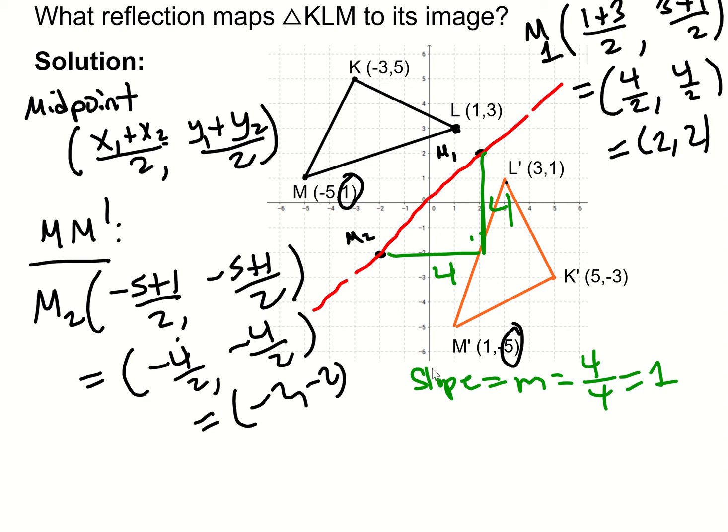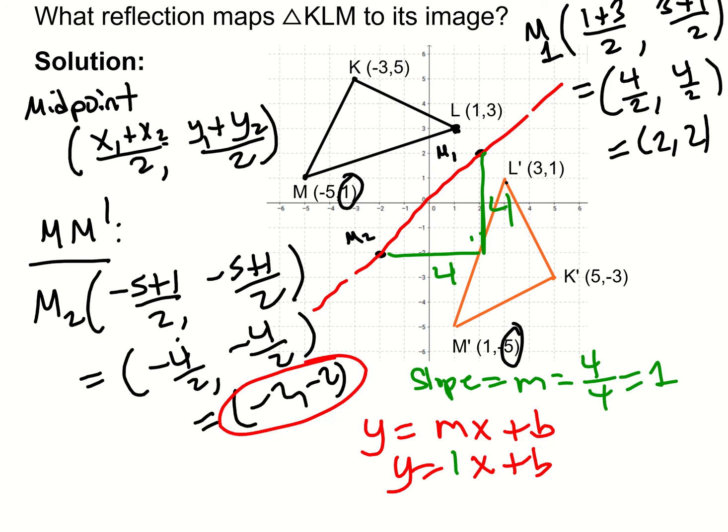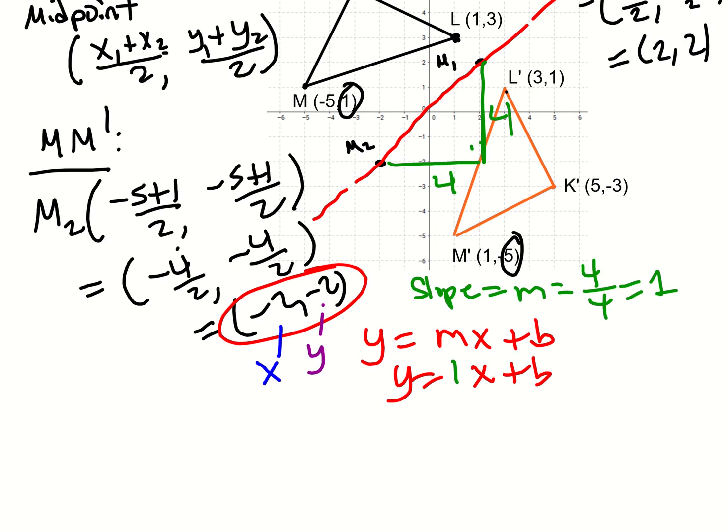So now we want to figure out what's the equation of the line. The equation of the line is y equals mx plus b. The slope we indicated was 1, so we have y equals 1x plus b. And we're going to pick one of the points on that line. So let's pick this coordinate right here. So x is now -2, and y is now -2 as well. So let's use those coordinates.